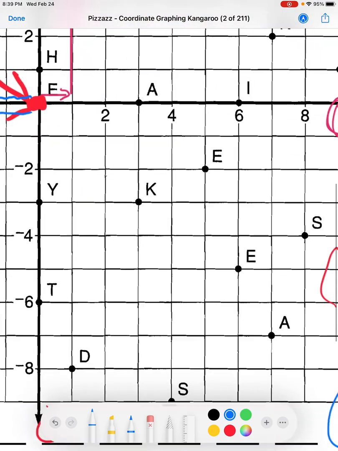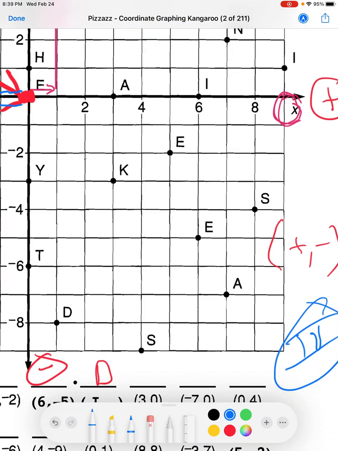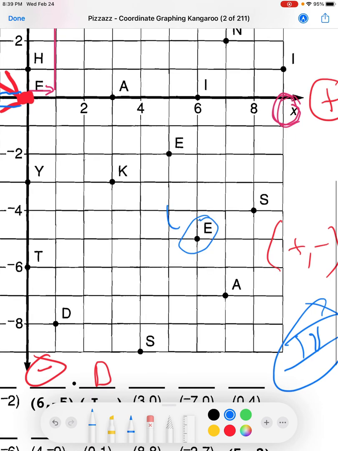Okay. Then over here we have, let's just try one more. Let's do this E here. That's a positive 6 because we move 6 units to this direction. Then we go down 1, 2, 3, 4, 5. So it'd be 6, negative 5.